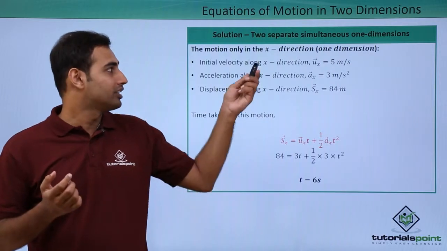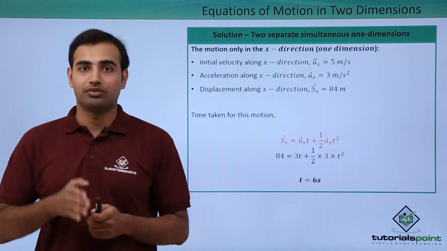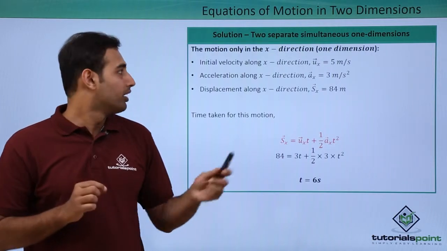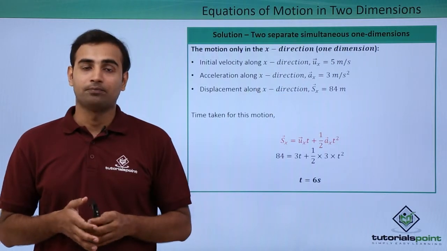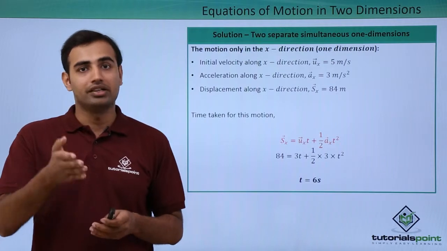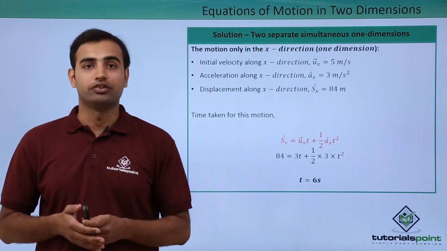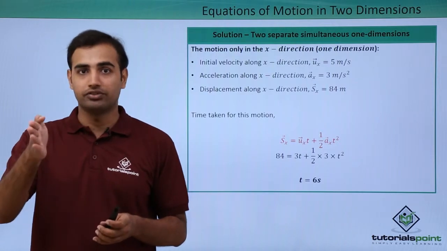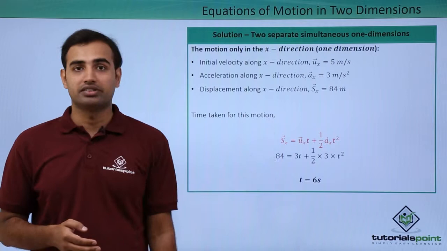So with that method, if I choose the x direction first as my one dimension, a straight line, the initial velocity along x is 5 meters per second because 5 meters per second was the given initial velocity in the problem. Now acceleration along the x direction is 3 meters per second square because the given acceleration was 3i plus 2j. So along the x it will be plus 3. Displacement along the x direction is 84 meters because the final position was 84 along x and initial position was 0. So the displacement is simply plus 84.